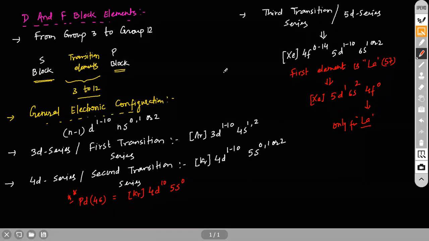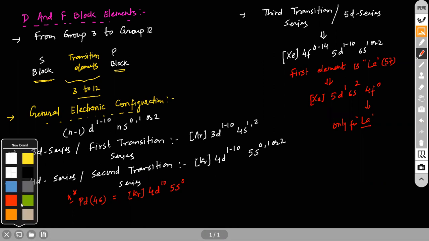Now, what are transition elements? The definition of transition element, they have asked questions on this also. The transition elements are those elements which have incompletely filled d orbital. There is a confusion that d block elements and transition elements are the same, but it is not the same. D block elements are all the elements in the d block, but transition elements are only those elements which have incompletely filled d orbital.